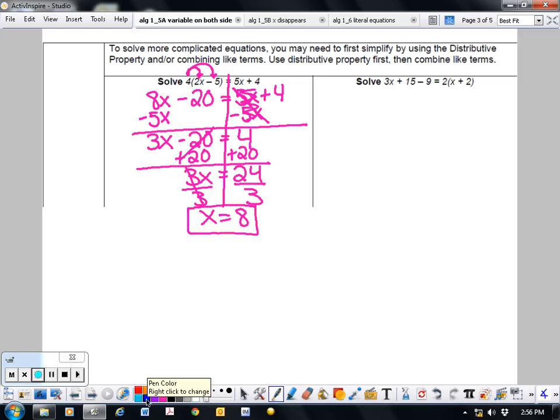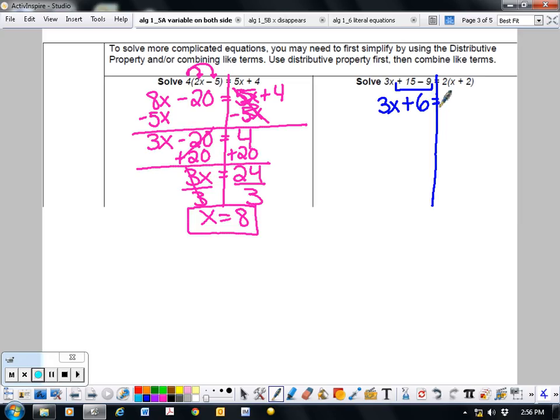So on our next one, woohoo, we've got all sorts of stuff going on. We've got a lot of stuff on the left-hand side, and on the right-hand side we have parentheses. So I'm going to go ahead and look at what I can combine on the left-hand side. So I've got the 3x, a plus 15, and a minus 9. These are both constants and can combine. So I'm looking at that plus 15 minus 9, which gives me a positive 6. So that's what that side looks like.